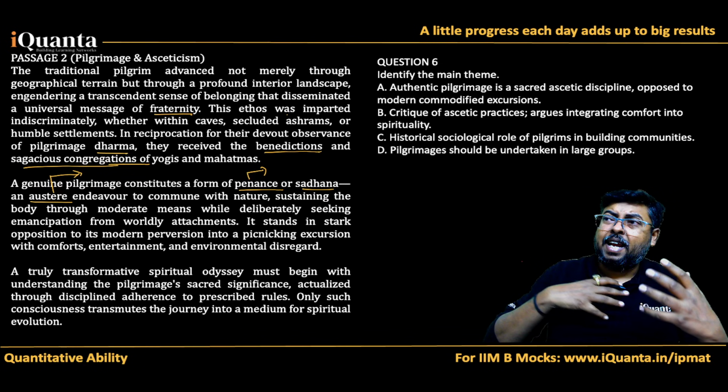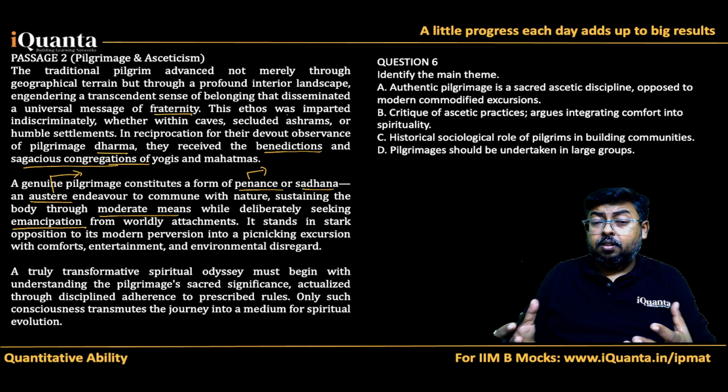Sustaining the body through moderate means, not in luxury, right? They are ascetics, right? And ascetics do not go across with luxuries. They don't indulge themselves in any kind of entertainment or luxury or something like that, right? While deliberately seeking emancipation from worldly attachments. So you can easily make out what is emancipation. If they are living moderately, what would they do? Will they go across with worldly attachments? No. They would free themselves. So emancipation is freeing oneself or liberating oneself.